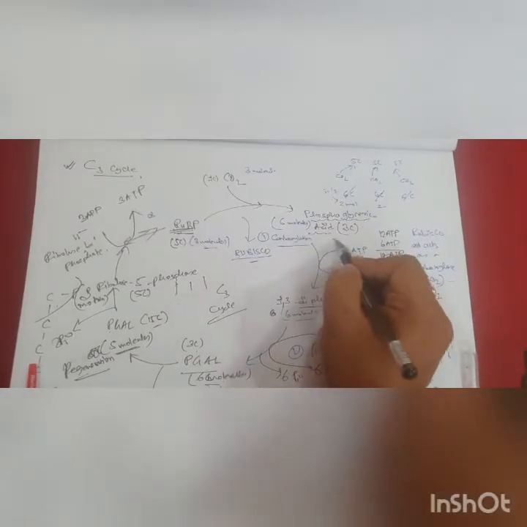Now why is this known as the C3 cycle? This is known as the C3 cycle because the first stable compound was phosphoglyceric acid. Now in the previous video I had told you how they tracked this pathway. They could track this pathway because they radio labeled the carbon.